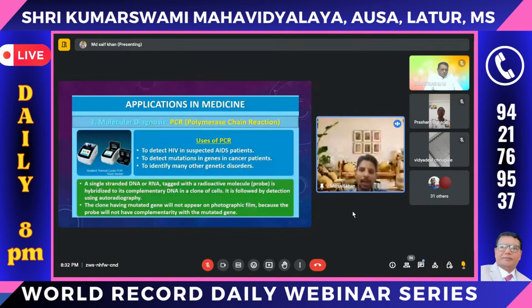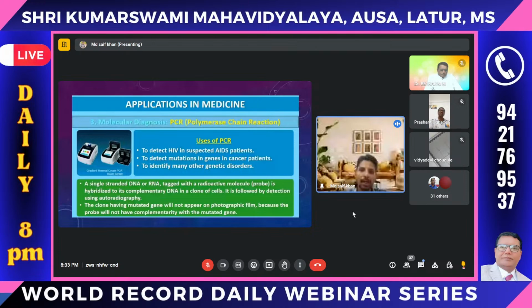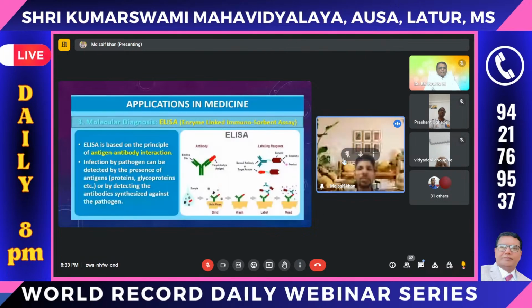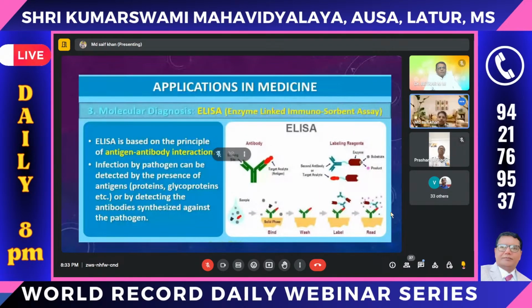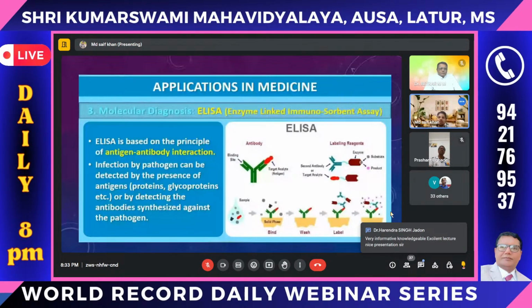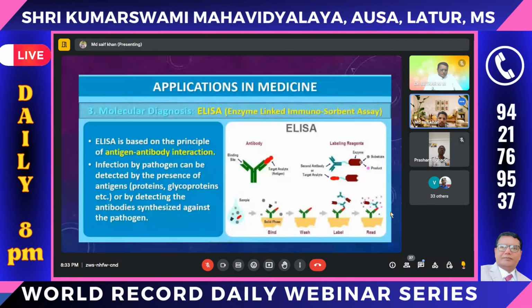Hybridization technique. Another technique is detecting antibodies synthesized against the pathogen, right? In this way, we can detect the surface protein or surface antigen of the pathogen by the ELISA test, right?